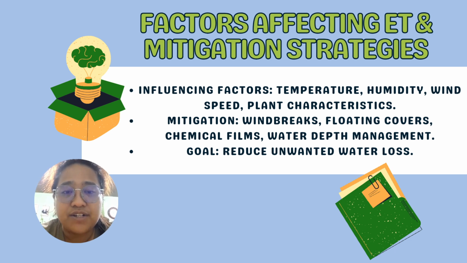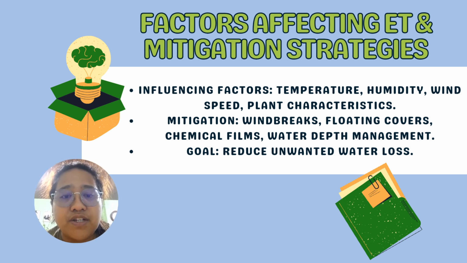Now let's go to the factors affecting ET and mitigation strategies. Evapotranspiration is affected by several factors, including temperature, humidity, wind speed, and the characteristics of the plants themselves. Understanding these factors is crucial for accurately measuring ET. In addition, various strategies can help reduce unwanted evaporation, such as installing windbreaks, using floating covers or chemical films, and managing water depth in reservoirs to maintain cooler water.